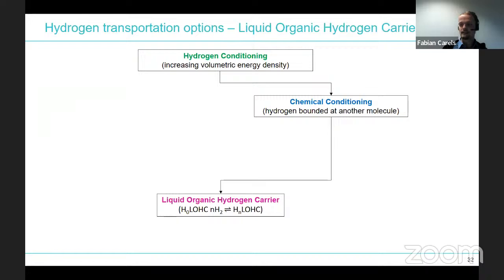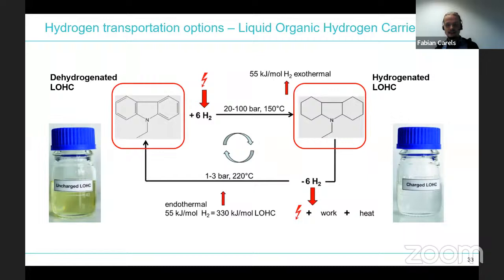Additional option, or the next option, are the so-called liquid organic hydrogen carriers. These are specific substances, so they are mainly based on crude oil. And these substances are able to bond the hydrogen in a so-called hydrogenation process. And then we have kind of a charged carrier substance, which then can be transported really easily to the demand center. For example, in existing infrastructures, in crude oil tankers, or also in pipelines.